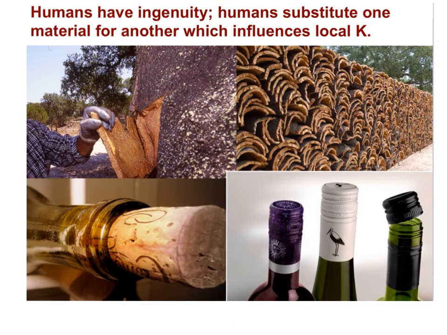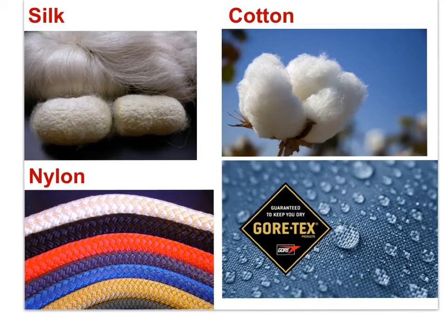The second factor that contributes to the uncertainty in knowing carrying capacity for local populations is that humans have ingenuity. In other words, humans can substitute one material for another, and this influences local carrying capacity. Humans have substituted aluminum screw-on caps for cork stoppers. In providing fabric, humans have substituted cotton for silk, nylon for cotton, and Gore-Tex for nylon.